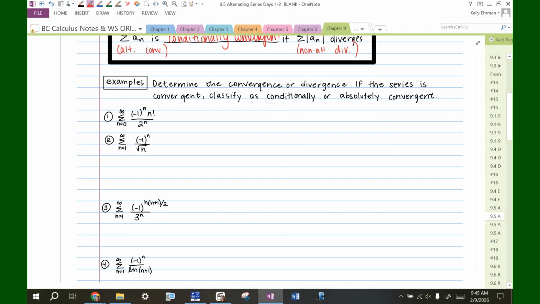So let's start with this. Anytime I see a -1 to the n, I'm going to check the alternating series test. So these terms would be alternating because they have a -1 to the n. Make sure the terms are going to 0.